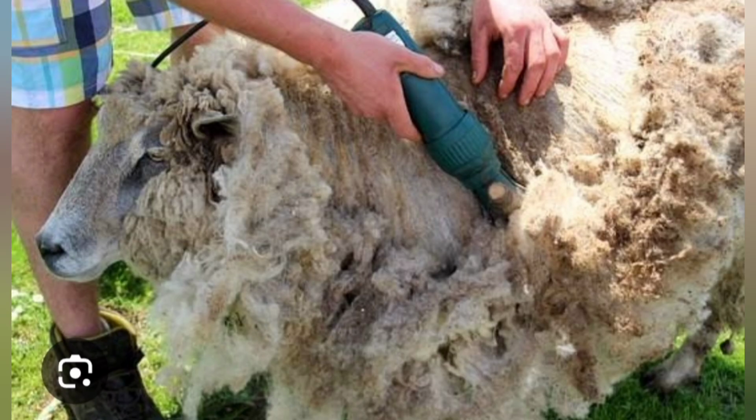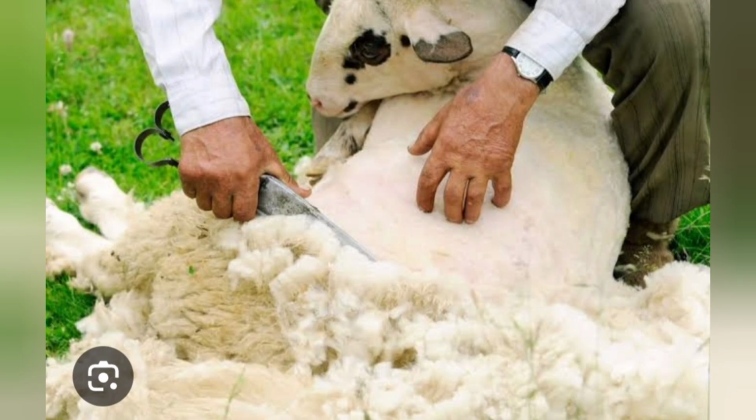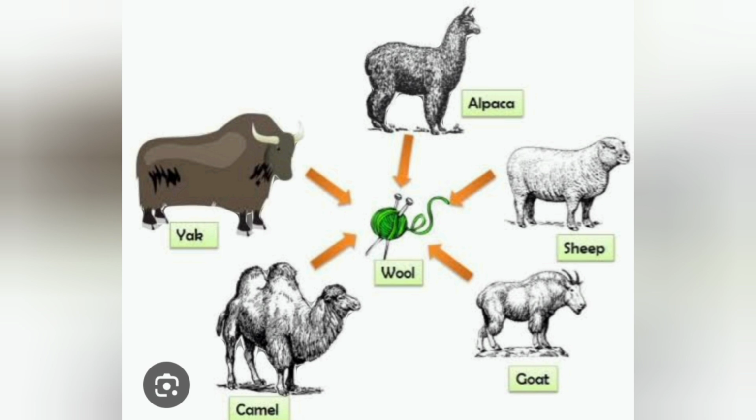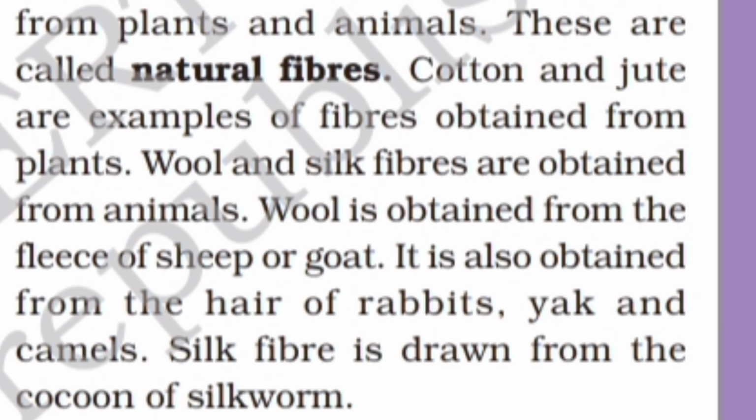We already learned about wool. We may have seen that wool is taken out from the lamb or any other animals. So wool is obtained from the fleece of sheep or goat, and it is also obtained from the hair of rabbit, yak, camel, etc. And the silk fiber is drawn from the cocoons of the silkworm.